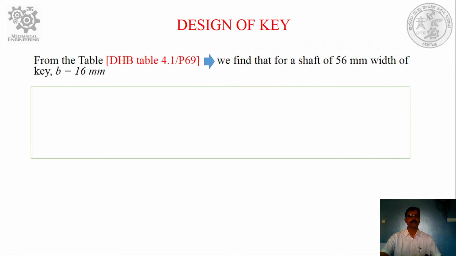Okay, now design of the key. We have already fixed the shaft diameter of about 56 millimeter, and we have to select the suitable dimensions of the key from Table 4.1, page number 69. Here, from the Design Data Handbook Table 4.1, page number 69, we find that for a shaft of 56 millimeter, the width of key B is equal to 16 millimeter.